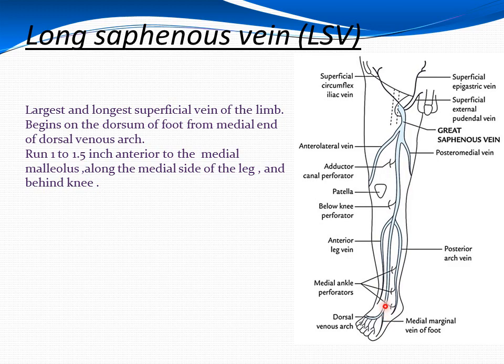If you see the course of the great saphenous vein, it begins as a continuation of the medial end of the dorsal venous arch. This is the dorsal venous arch, and supplemented by the medial marginal vein, together they form the long saphenous vein or the great saphenous vein. It runs 1 to 1.5 inches anterior to the medial malleolus, along the medial side of the leg, behind the knee, and the medial side of the thigh, and eventually reaches the saphenous opening.